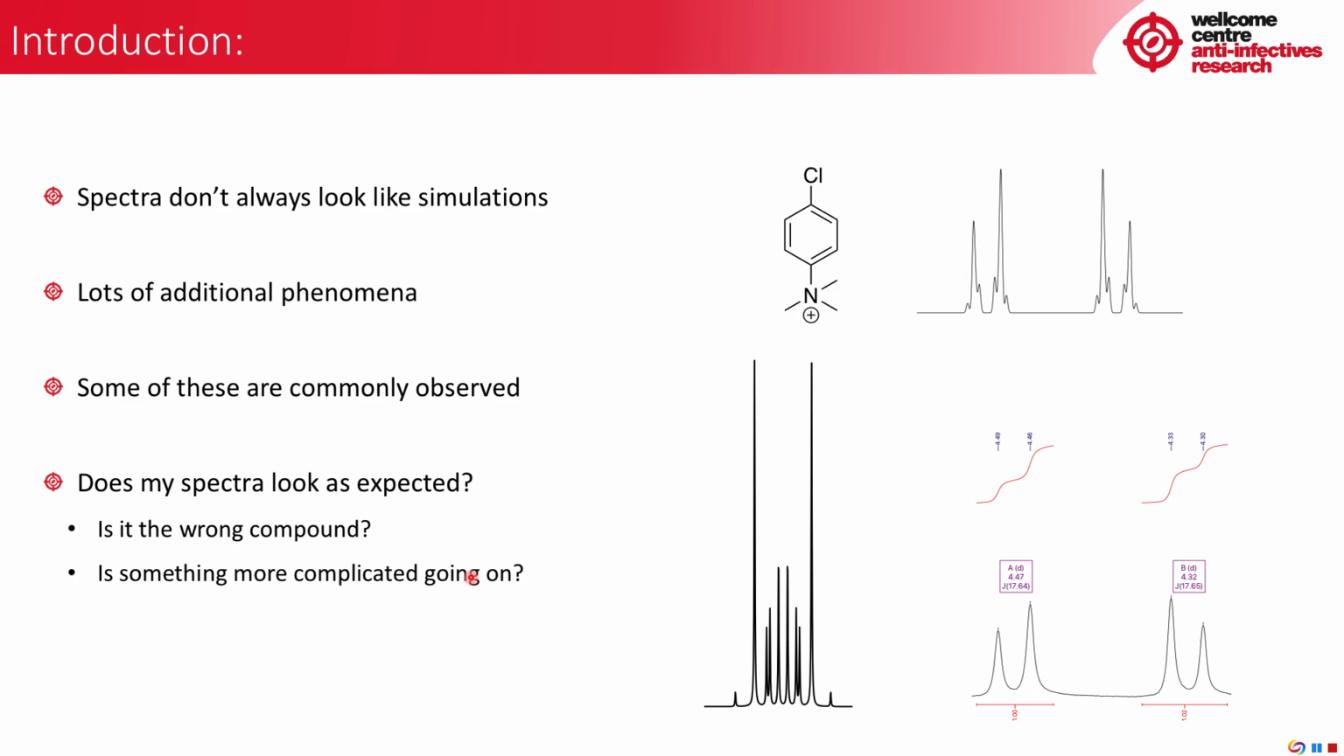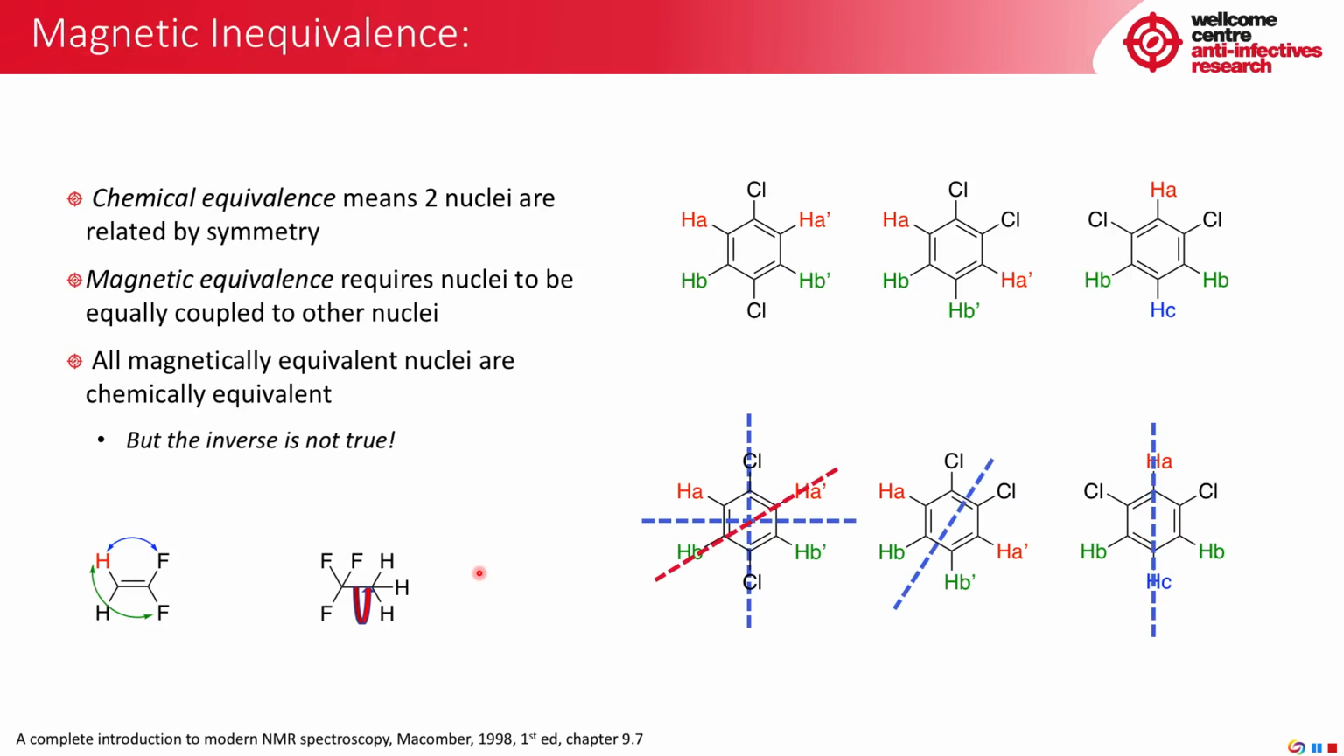And what this is feeding into is, does my spectra look as expected? Well, if it doesn't, is it the wrong compound, or is something more complicated going on? So we've got to start with the idea really of magnetic inequivalence.